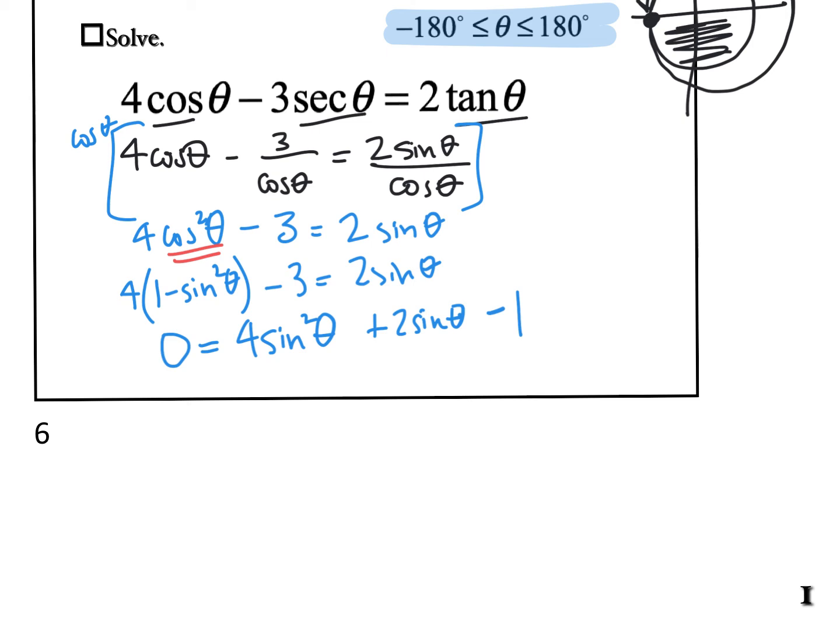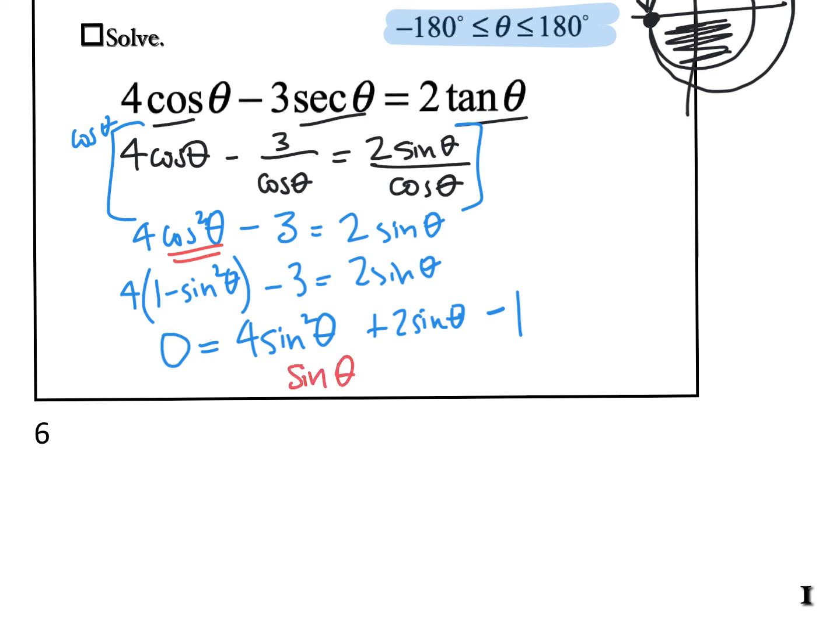Oh wait, I already have the equal 0. Sorry about those last 2 things. Okay, so now if this factors, great. But if not, we're going to have to use the quadratic formula. And I'm sure you're looking and looking and looking, but it does not factor. So here we go. We're going to do the quadratic formula.